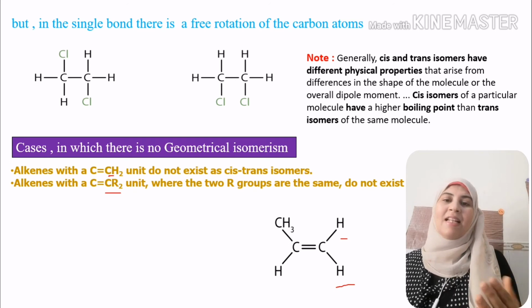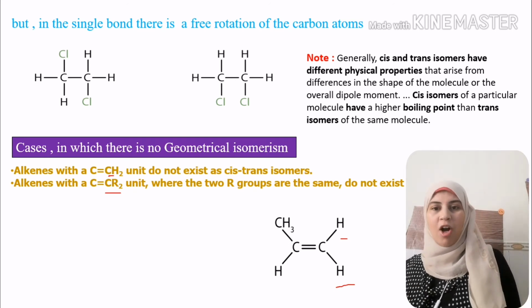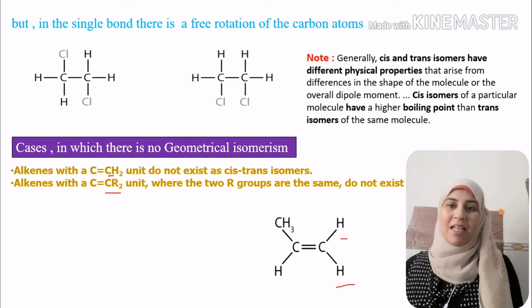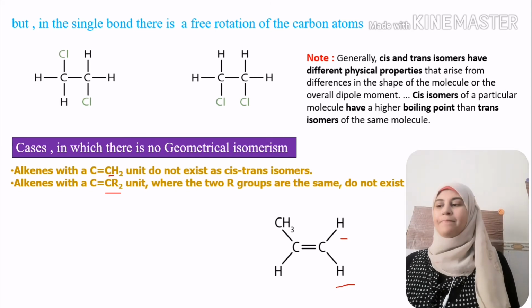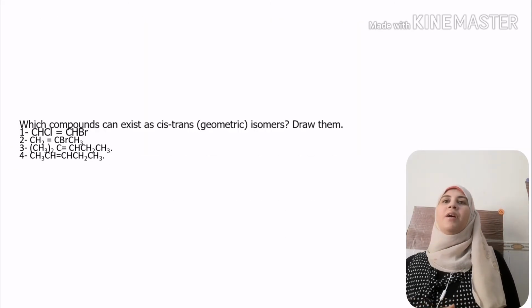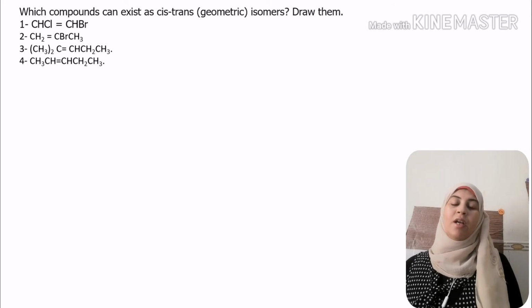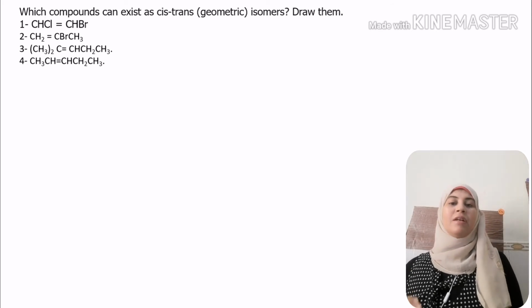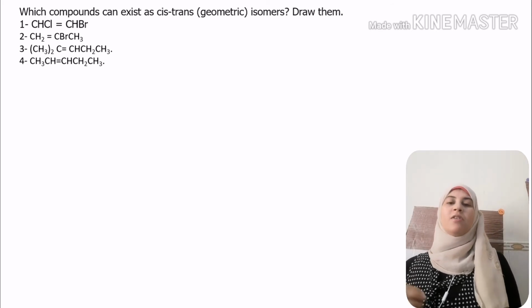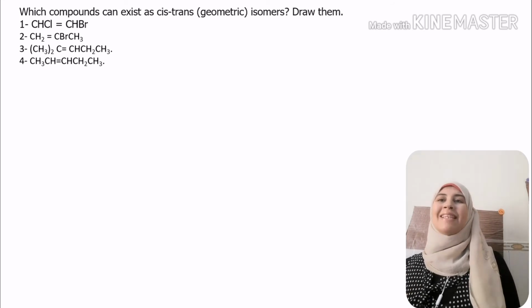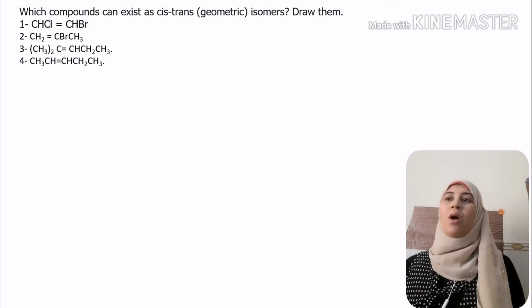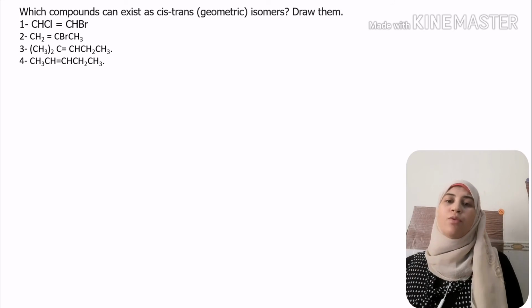And it is exactly, if we have C double bond CR2, we are talking about the same compound. Okay? Let's transfer to the second one. We have the following question. It asks you which compounds can exist as cis and trans geometrical isomers, and to draw them.